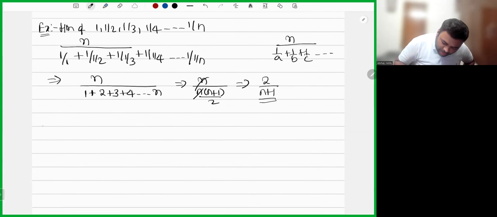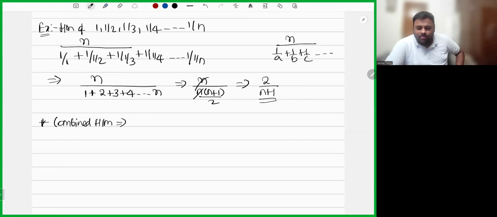Like we had combined arithmetic mean, we have combined harmonic mean also. Sometimes he'll ask which of the following can be combined: option A AM, option B GM, option C HM, or option D all of this. Your answer should be option D, all of this.